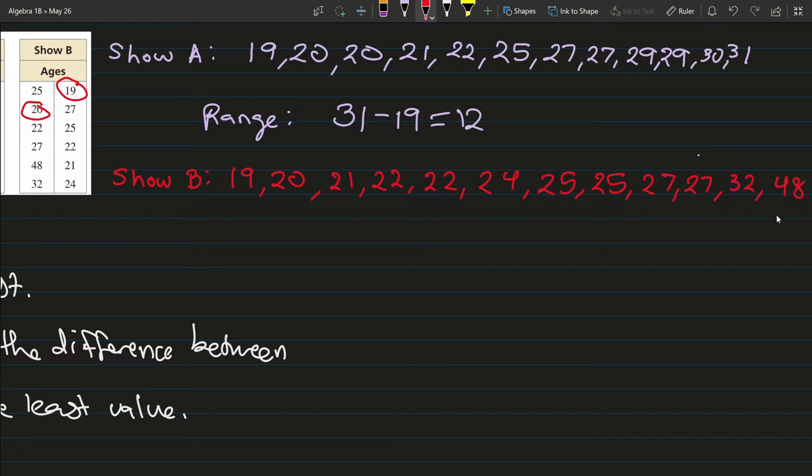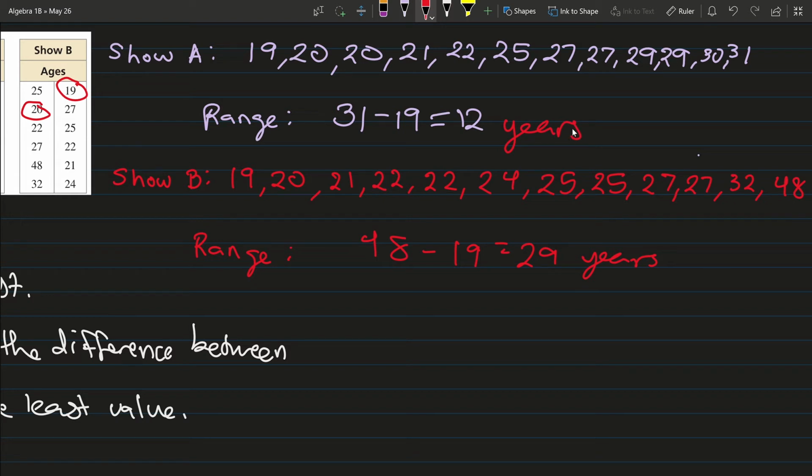All right. So now, once again, we're going to find our range. Remember, our range is the biggest number subtracted by the smallest number. So range, 48 and 19. And when we subtract that, we get 29 years. I should write years up here too.